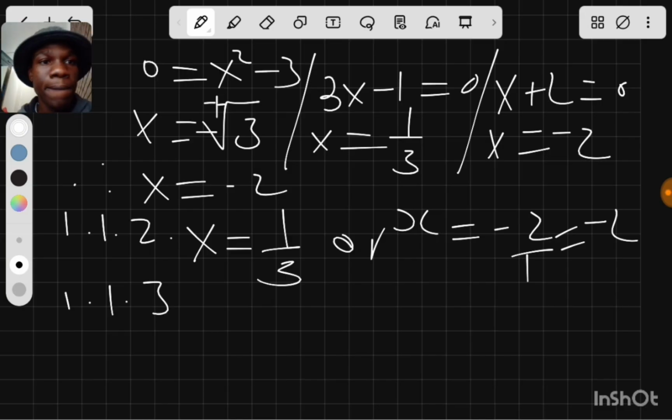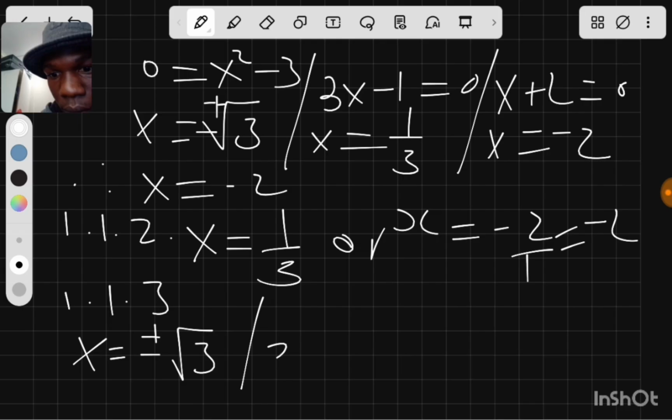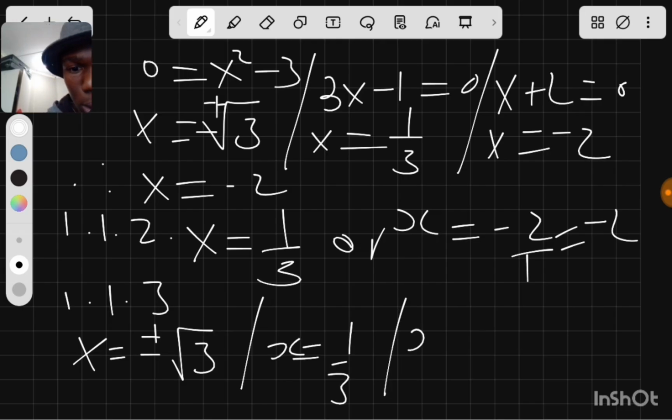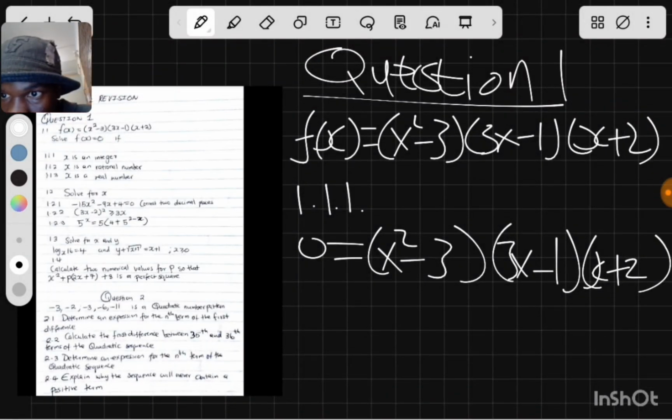Then for the real numbers: the square root of 3 is a real number, 1 over 3 is a real number, minus 2 is a real number, which means here they want all the x values. You can say x is equal to plus or minus the square root of 3, or x is equal to 1 over 3, or x is equal to minus 2. So we are done. We are going to 1.2, solve for x.